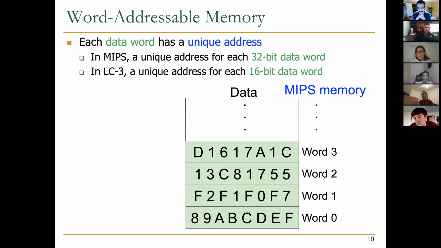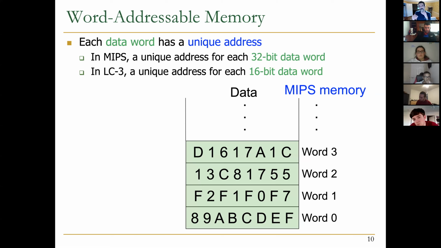So in total, you have how many numbers here in each address? You have 1, 2, 3, 4, 5, 6, 7, 8, right? And each number is 4 bits. So in total, you have 32 bits here. And this determines how large each word is in MIPS memory.